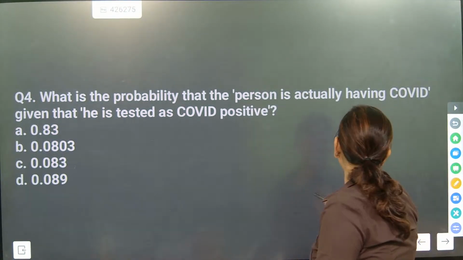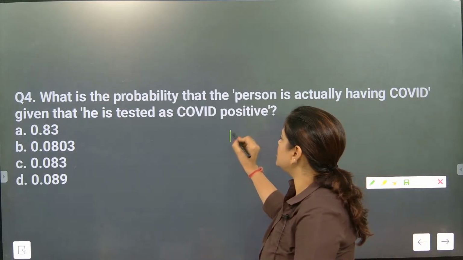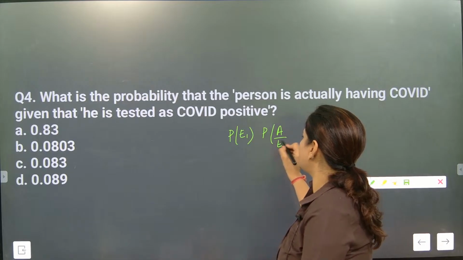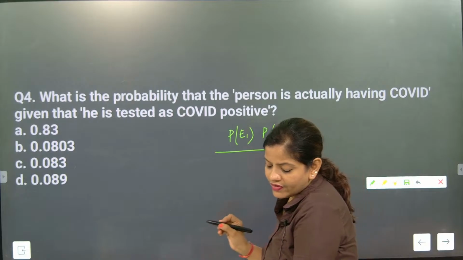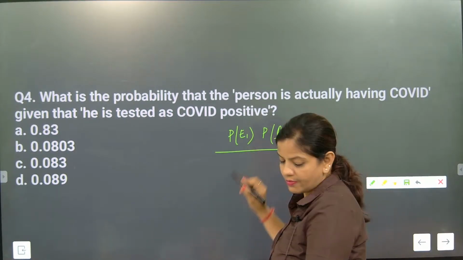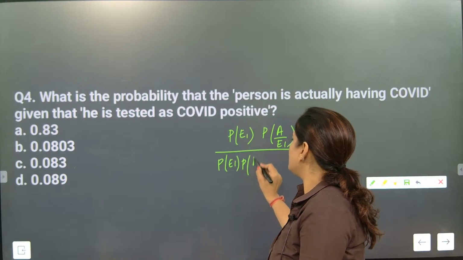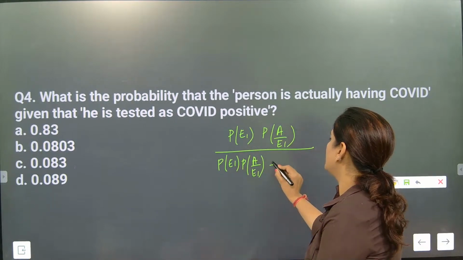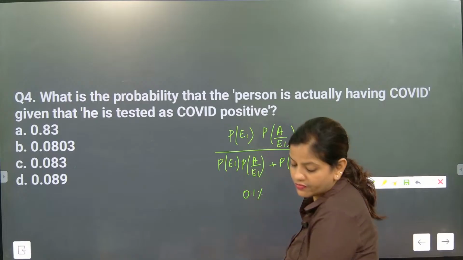Our last part we have done now. Having COVID and tested positive. So having COVID is P of E1, tested positive is P of A by E1. Done? Understood? This is exactly the part. Now the second part is P of E1 into P of A by E1. Then positive and not having COVID is P of E2 into P of A by E2. COVID: 0.1% of people were suffering from COVID.